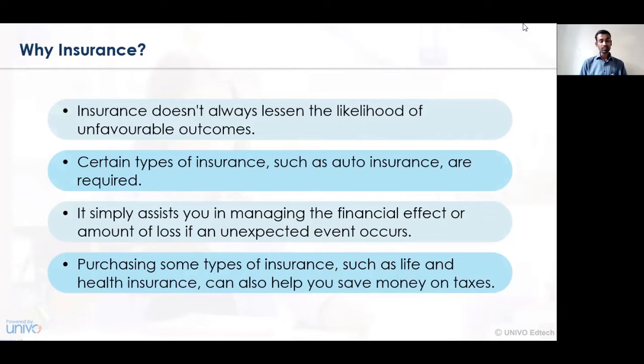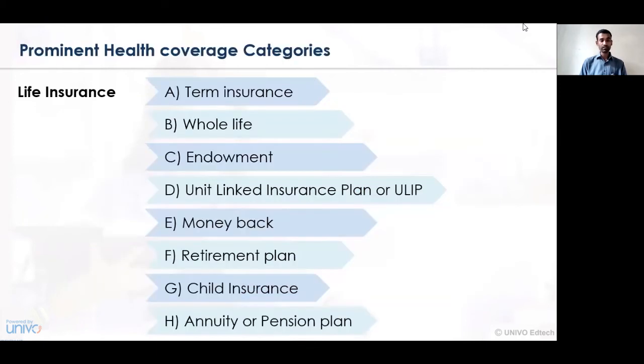So in this case, whenever you purchase a life insurance policy or a health insurance policy, along with the benefit you will get at the time of loss, you will also get various benefits in terms of taxes. That is, exemption from a certain amount of tax which is going to be paid to the government.